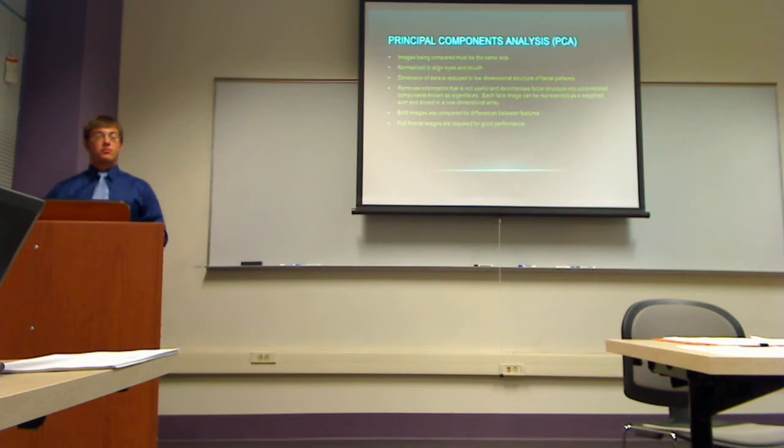The first is principal components analysis, in which the images being compared must be the same size. And these images are normalized to align the eyes and the mouth of the picture. And the dimension of the data is reduced to a low-dimensional structure of the facial patterns. And this basically removes information that's not useful, and it breaks down the facial structure into an uncorrelated component known as an eigenface. And each face can be represented as a weighted sum and stored in a one-dimensional array.